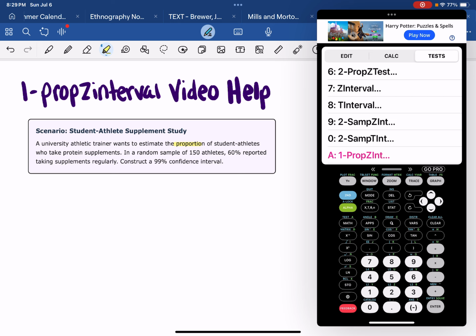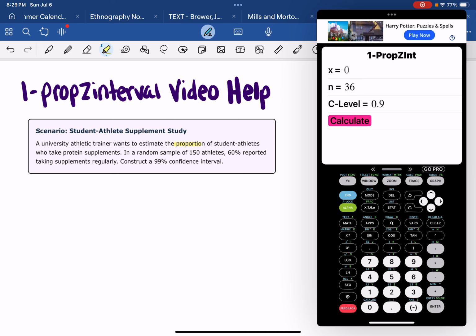Option A, hit enter, and it's going to ask you for 3 things: X, N, and your C level. Anytime you're filling in your input screen, always fill in what you know from the problem. In this case, it says you have a sample of 150 athletes, so I know my N is 150. I also know my confidence level is 99.99. The only thing that I'm unsure of is the X.